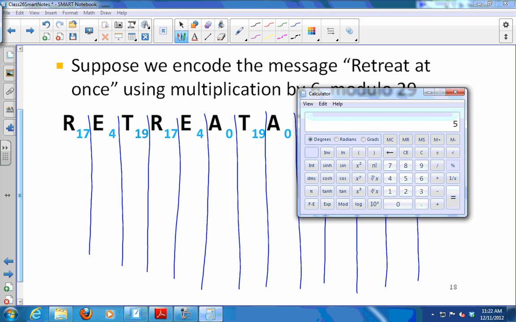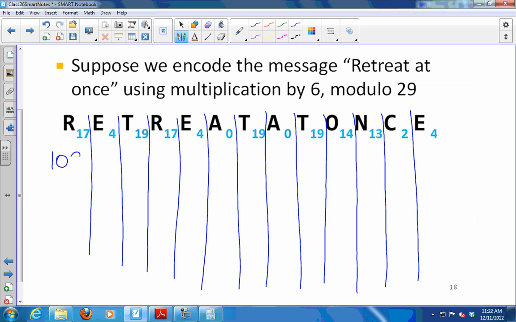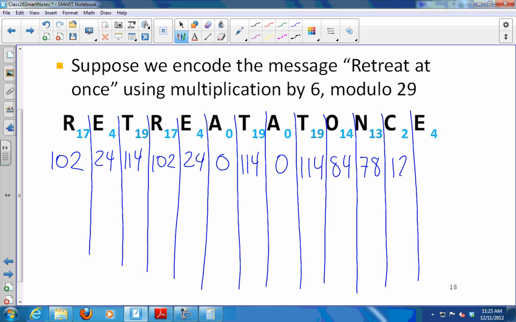Okay, so 17 times 6. 102. Oops. Really? I must have messed up. 102. 4 times 6 is 24. 19 times 6, 114. 0 times 6 is 0. 14 times 6, 84. 13 times 6, 78. 2 times 6 is 12, and 4 times 6 is 24.